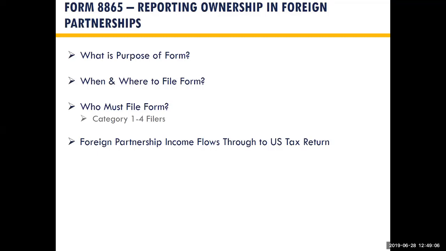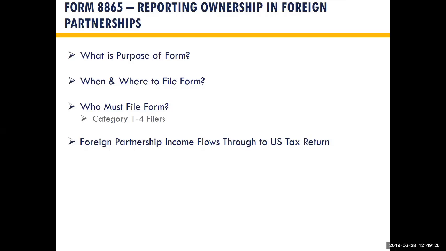Category 2 is if you own 10% or greater interest in the foreign partnership. And so if there's a category 1 filer, there will be no category 2 filers. That's kind of confusing, but if you think through that logically, then it makes sense.